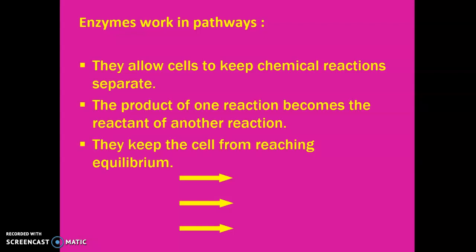So enzymes work in pathways, and they allow cells to keep chemical reactions separate. The product of one reaction will become the reactant of another one, and they keep the cell from reaching equilibrium. So A plus B will give you C, and then the cell may need C with a D to give us E, and then it may need E with an F to give G. So they go in pathways.